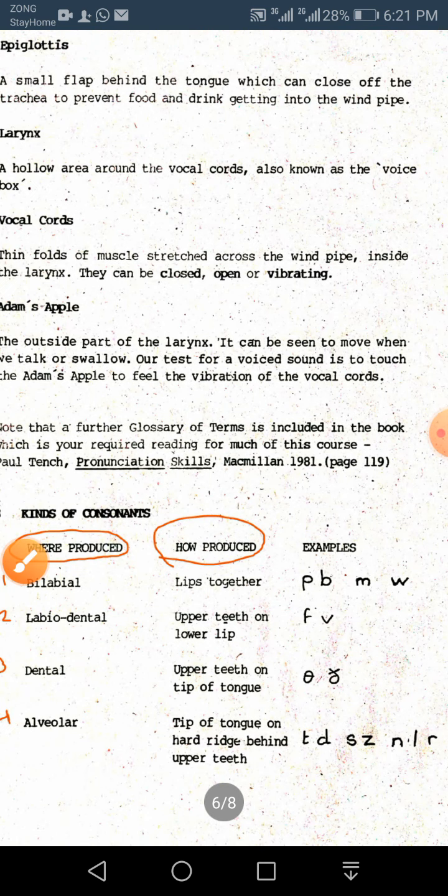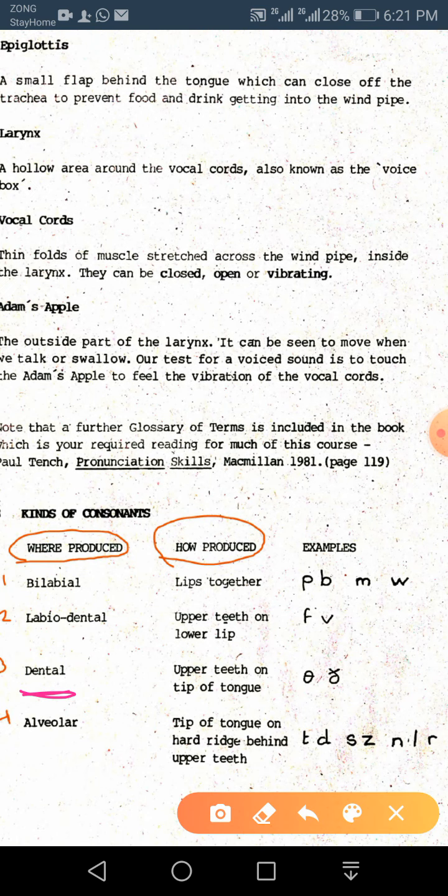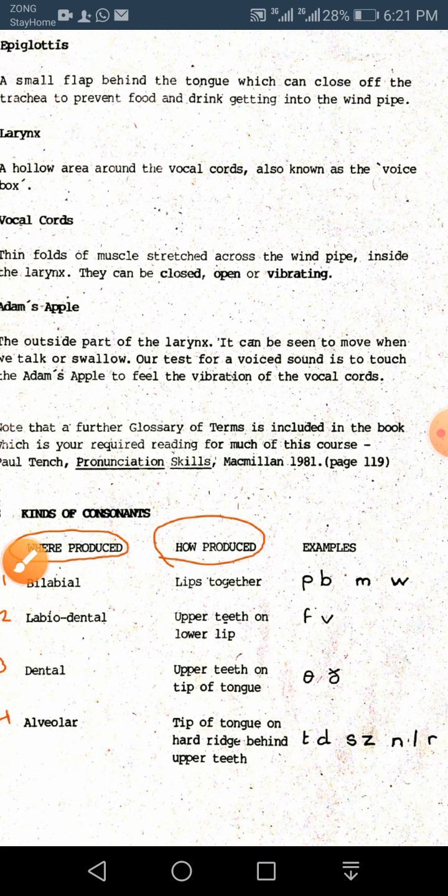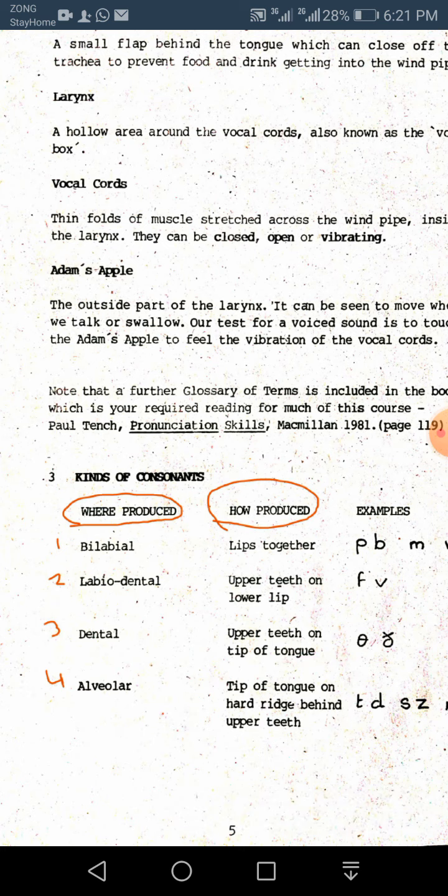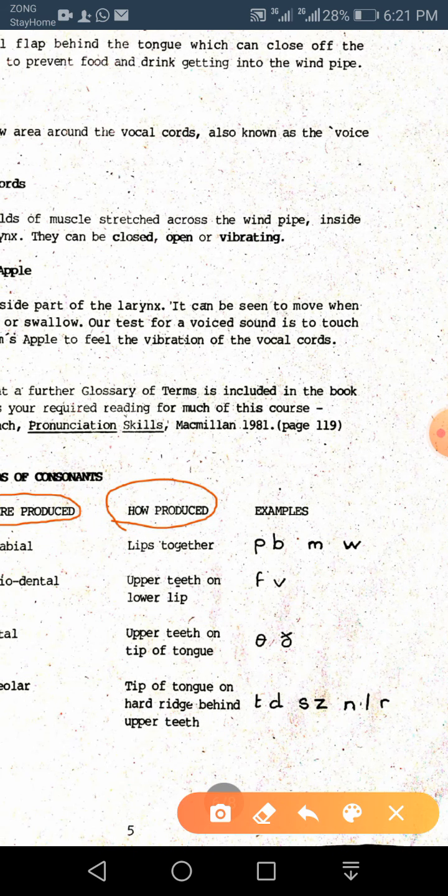Now the next place of articulation is dental. These two English sounds are produced at the dentals, with the upper teeth on the tip of the tongue. Then we have the alveolar ridge, the rough area which is behind the teeth. What happens is the tip of the tongue touches the hard ridge behind the upper teeth. These sounds are produced here, as we can see: d, s, z.